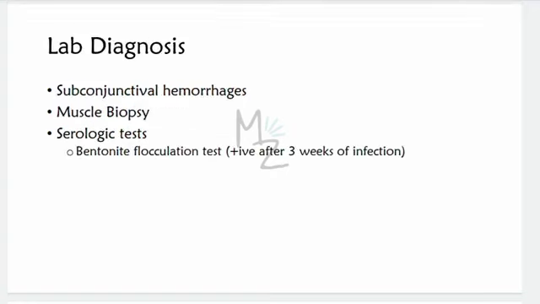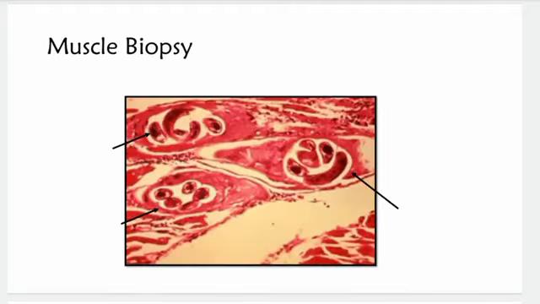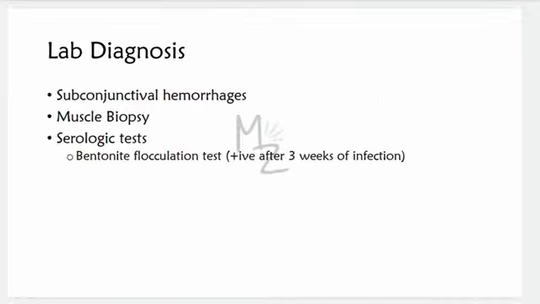Lab diagnosis. As I've told you guys, subconjunctival hemorrhages are really important for diagnosis. We'll also go for muscle biopsy, which reveals encapsulated larvae within the striated muscles. Let's visualize this picture. As you can see, this is a striated muscle. These 3 arrows are pointing towards the larvae in that striated muscle. These larvae are present in the coiled forms, the spiral forms. Serologic tests. Detection of IgA against Trichinella spiralis, especially the bentonite flocculation test, becomes positive 3 weeks after infection.